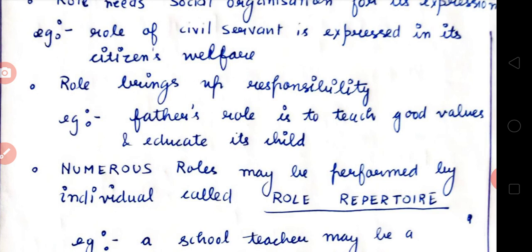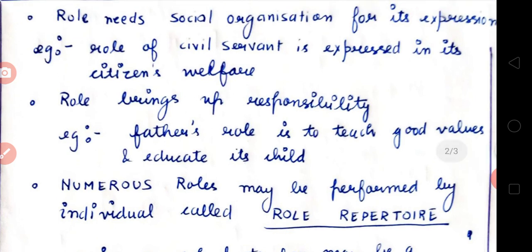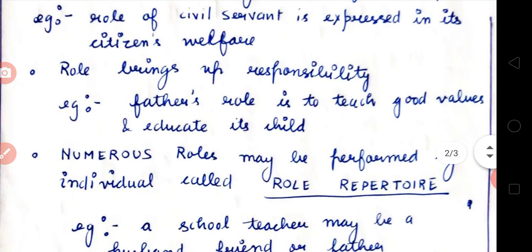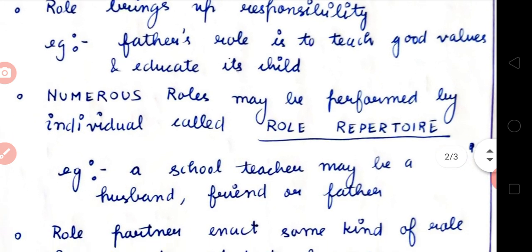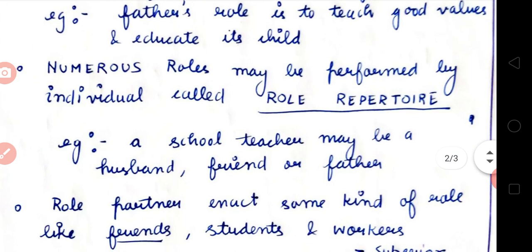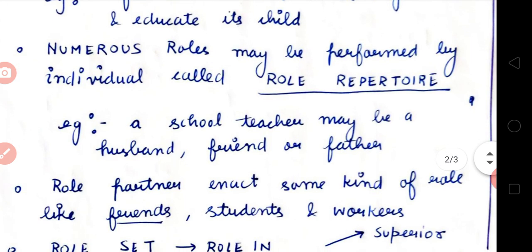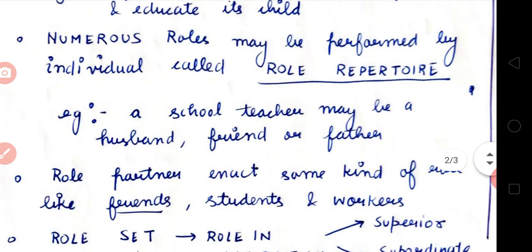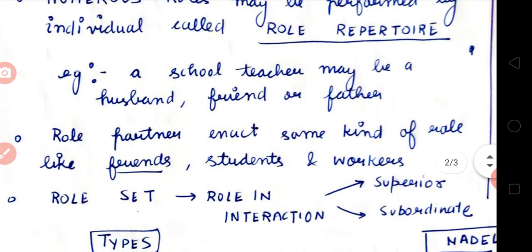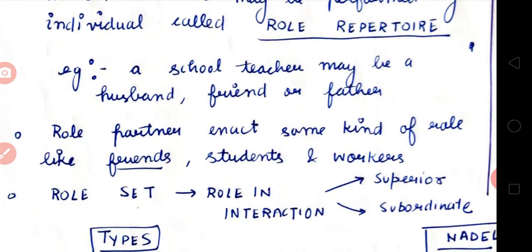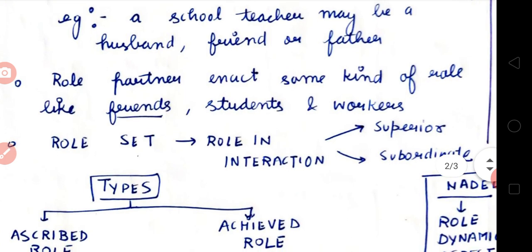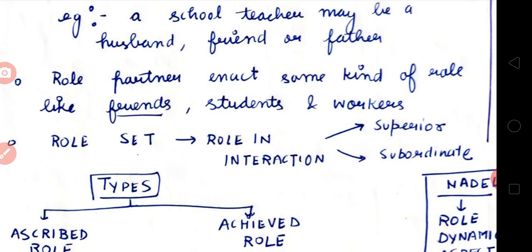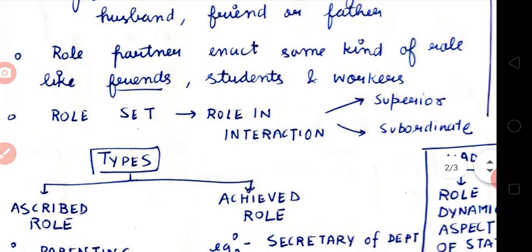Now, when you use words like social structure, role, status, organization in answers, the anthropological terms in the answer increase and your marks also increase. Likewise, numerous roles can be performed by an individual, which is called a role repertoire. For example, a school teacher may be a husband, a friend or a father. So he performs different roles in different positions. Role partners are those who enact similar or the same kind of roles. For example, friends can be students, students can be friends, they can be workers in a factory, etc. Role set is an interaction that takes place between two persons. So role in interaction is called role set. For example, superior and subordinate in a social organization interact, hence they form a role set.